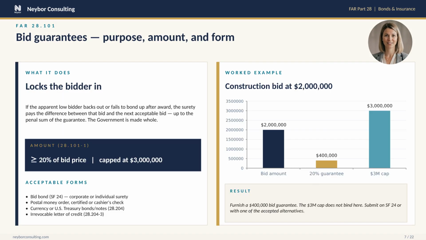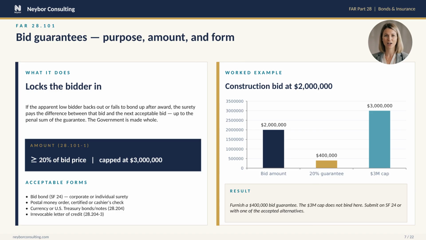Section 28.101 covers bid guarantees. 2 questions a contracting officer must answer: how much and in what form. How much? The amount must be at least 20% of the bid price, but it can never exceed $3 million. So if your bid is below $15 million, the 20% figure controls. Above $15 million, the $3 million cap kicks in.